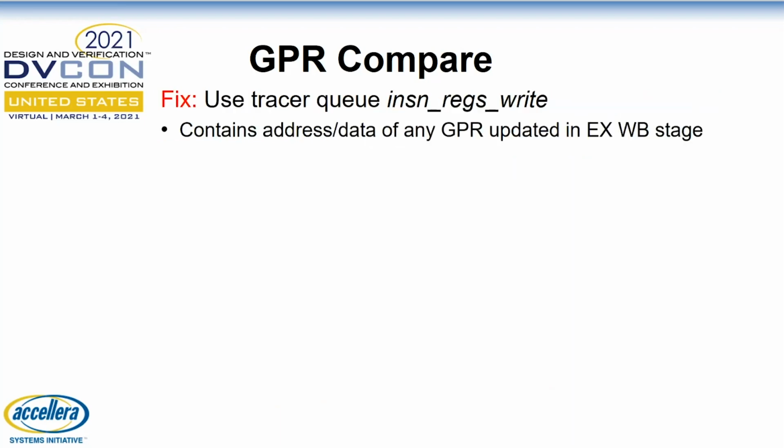So the solution here is that the tracer uses a queue called instruction reg write, and that queue is going to contain the address and the data, the address being the address of the GPR, of any GPR updated in the execute write back stage.